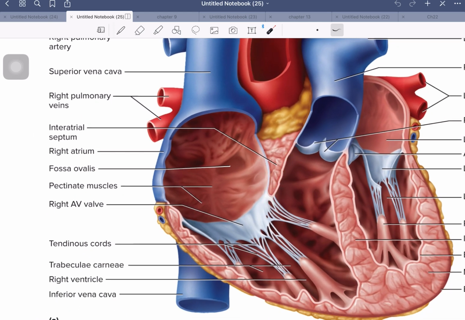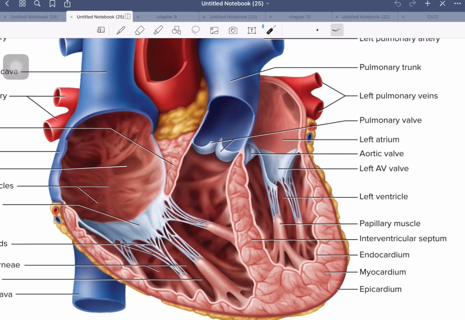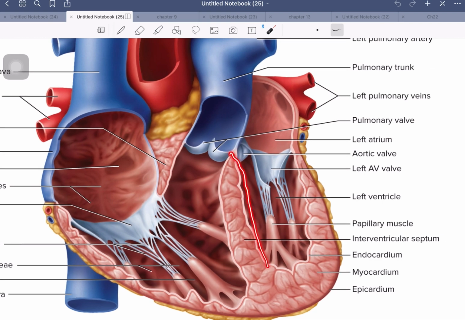Now, the septum, septa is wall. The septum is the interatrial septum. And not surprisingly, down here, we can see the interventricular septum. And we're going to come back and talk about these because the electrical conduction system is associated with these structures.